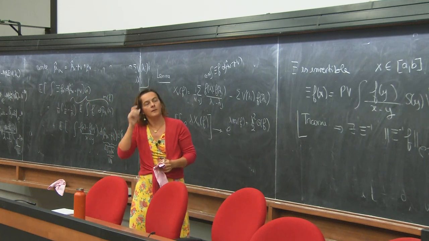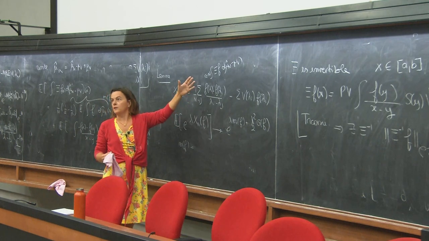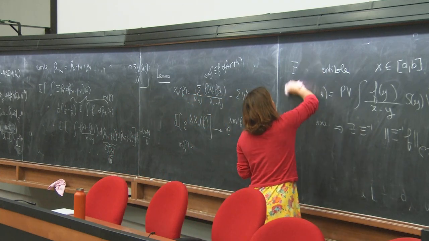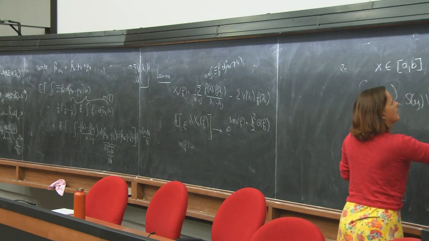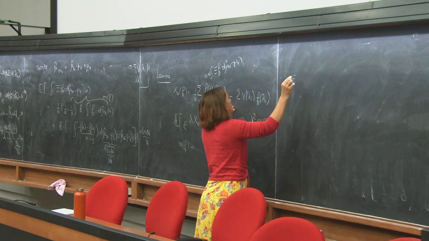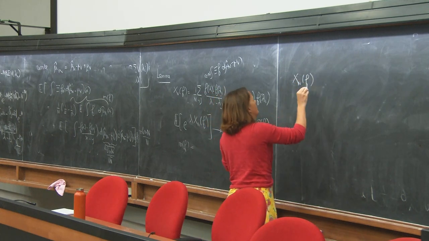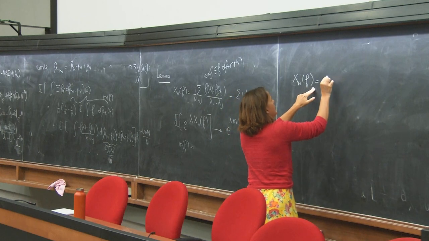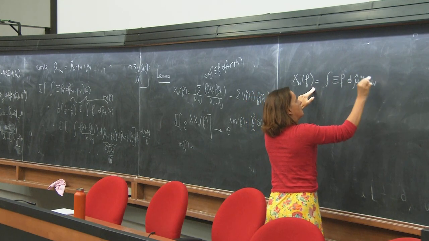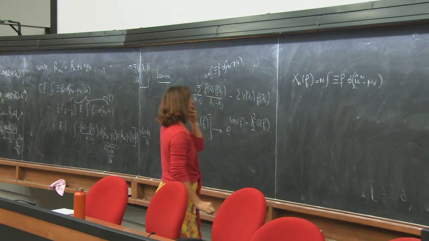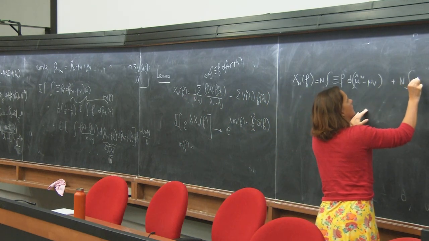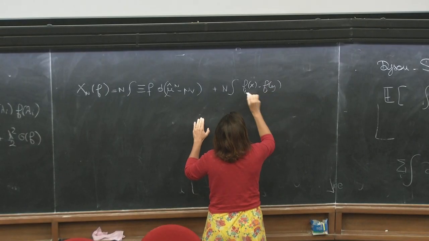This is quite close to what I want to do, which is to prove the central limit theorem, except that here I still have the empirical measure. But if I can do that, then I will be able to conclude, because I can see that this term, xi n of f, is actually the integral of xi of f up to some error, and this error is exactly n times the integral of (f of x minus f of y) over (x minus y).